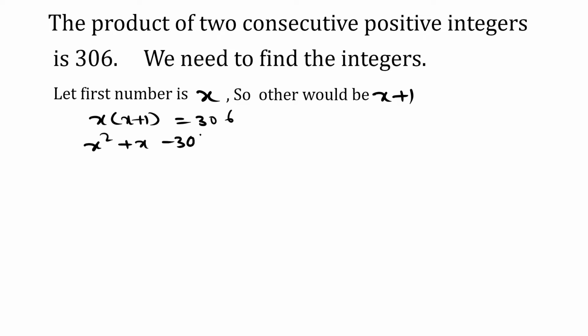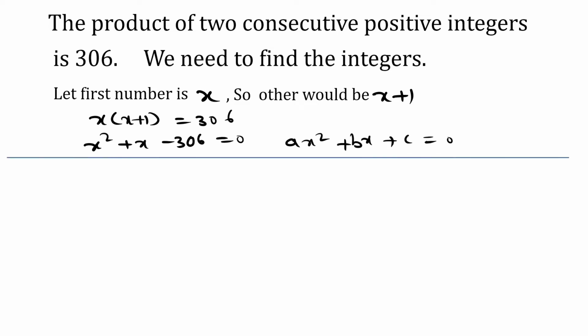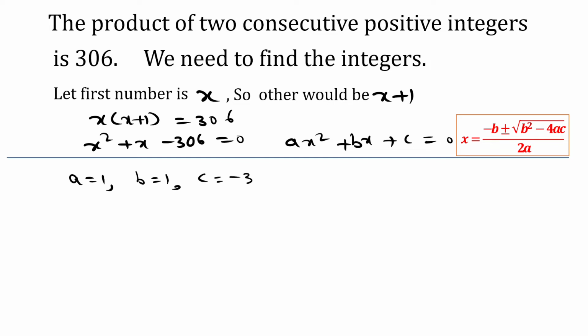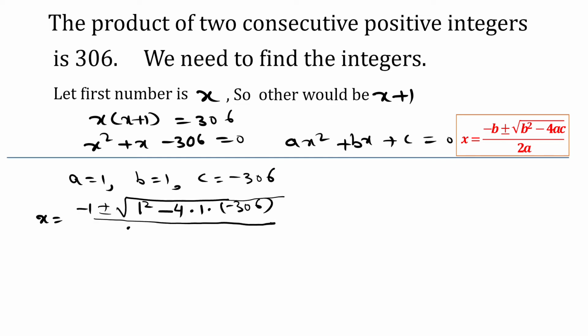Distributing, we get x² + x − 306 = 0. Now comparing this with the standard quadratic ax² + bx + c = 0, we get a equal to 1, b equal to 1 and c equal to −306. Now substituting in the quadratic formula, we get x equal to −1 plus or minus the square root of 1² minus 4 times a, that is 1, times c, that is −306, the whole divided by 2 times a, that is 2 times 1.